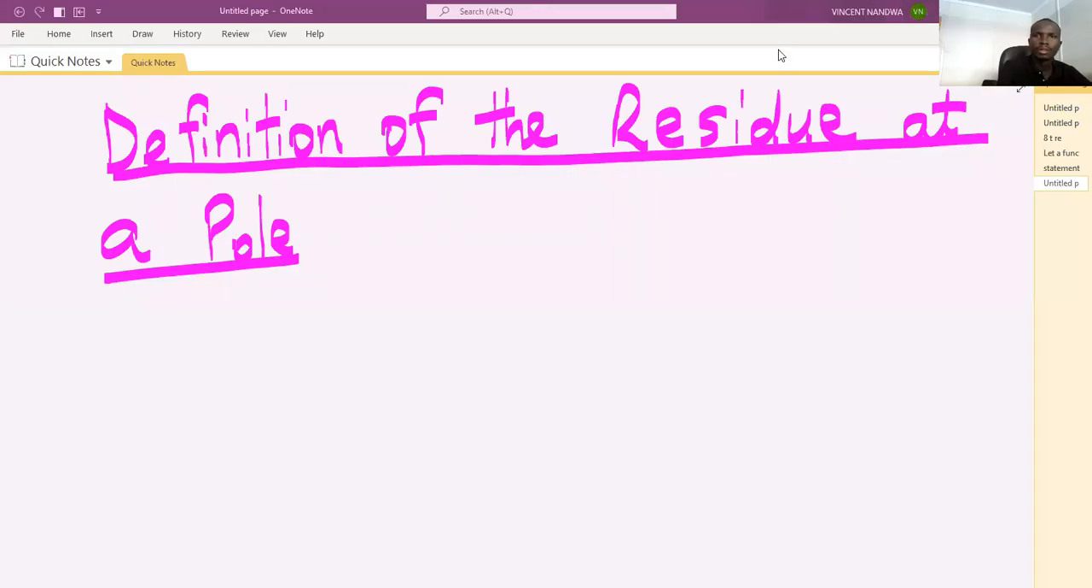Welcome to this session. In this session we give the definition of the residue of a function at a pole.